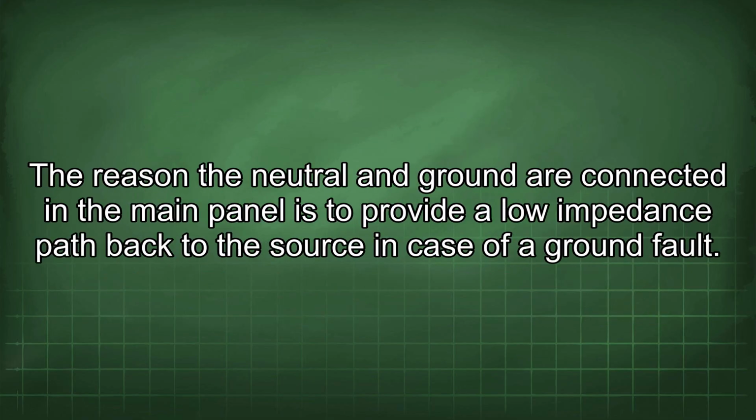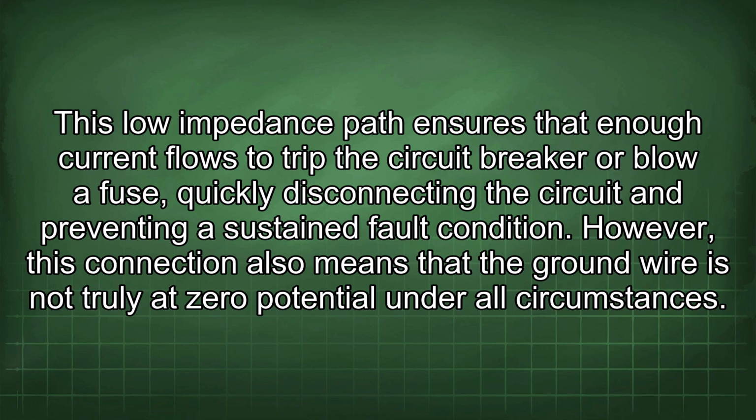The reason the neutral and ground are connected in the main panel is to provide a low impedance path back to the source in case of a ground fault. This low impedance path ensures that enough current flows to trip the circuit breaker or blow a fuse, quickly disconnecting the circuit and preventing a sustained fault condition.